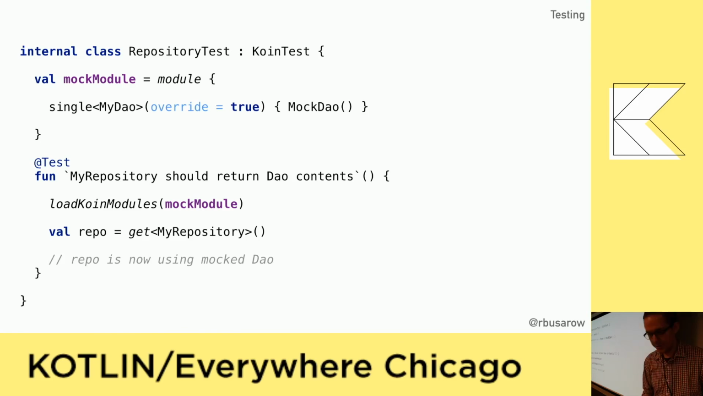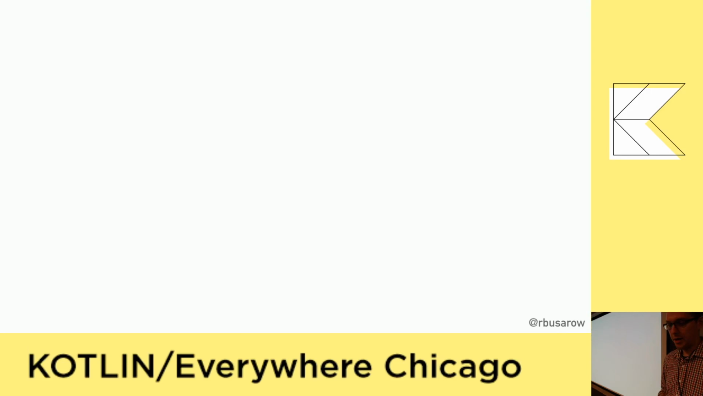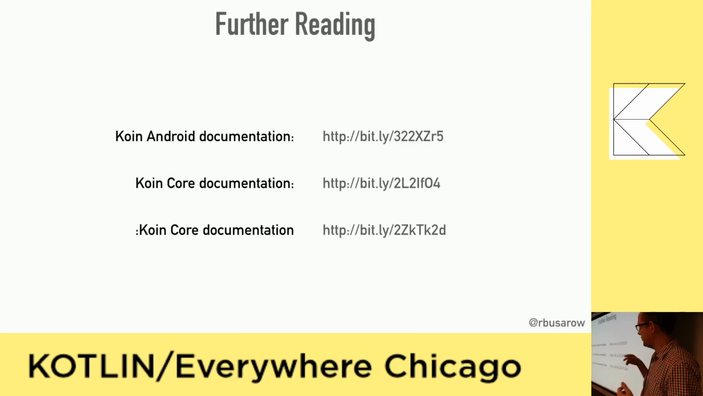So that's it for the talk. Here's some further reading. There are two different types of documentation for Koin. These ones with the link are extremely good, and the last one is the GitHub.